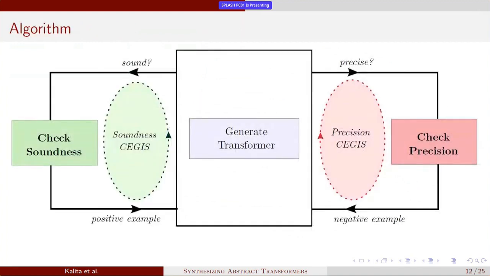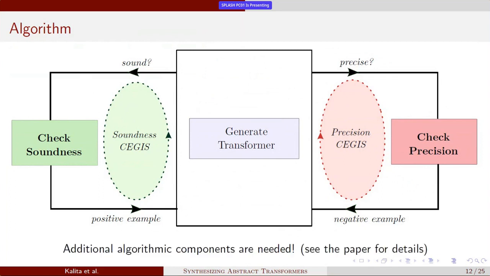Now, schematically, this is our algorithm. So we have two loops. On the left, we talk about soundness. It checks soundness and gives the positive example. On the other side, there's a check precision loop, which tries to check whether the synthesized transformer is precise or not. And in the middle, we try to synthesize the transformer.